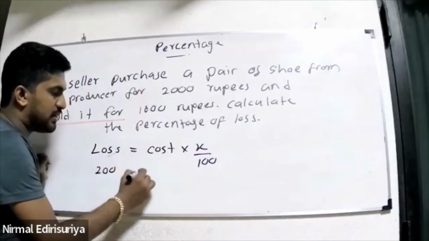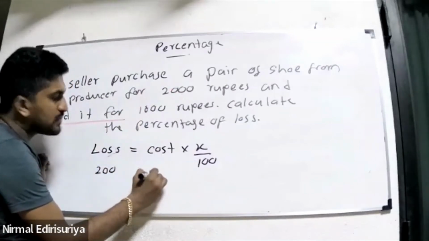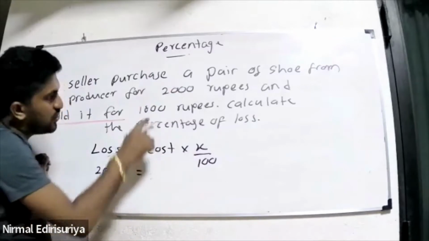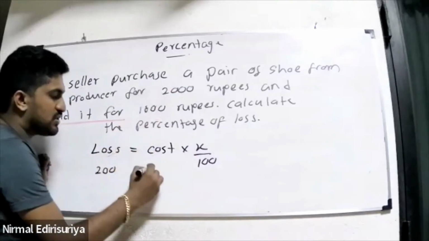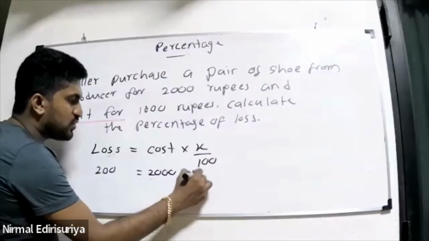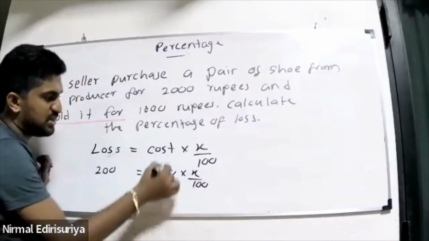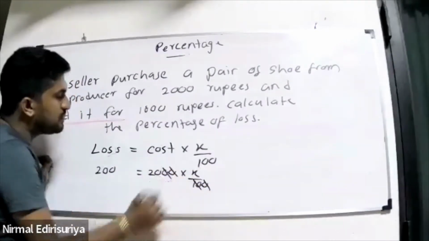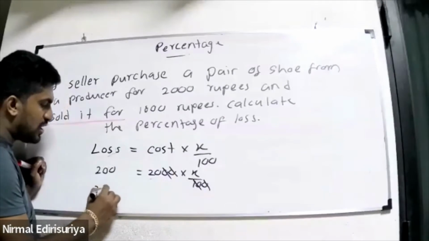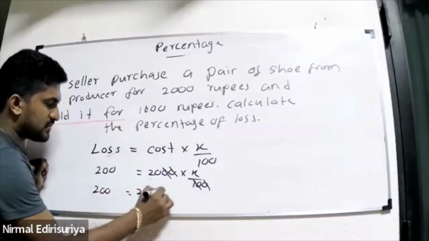Substitute data. Cost is how much? 2,000, not 1,800. Cost is 2,000, into x over 100. Then cut 0 to 0. What do I know? 200 equals 20x.